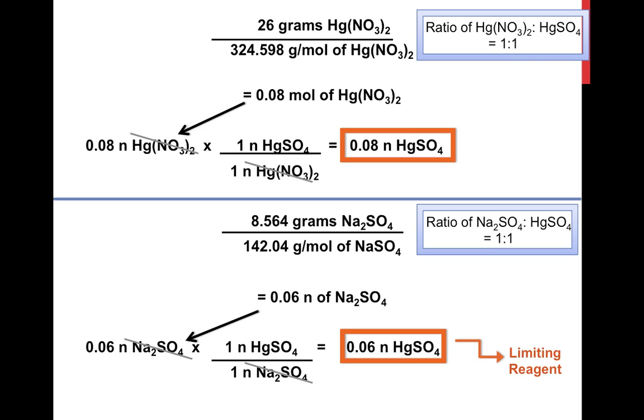In order to determine the moles of solid mercury sulfate produced, we must then multiply the moles of sodium sulfate by the ratio of sodium sulfate to mercury sulfate from the original equation. We find that 0.06 moles of mercury sulfate is able to be produced. Thus, this is our limiting reagent, the maximum amount of mercury sulfate that is produced.